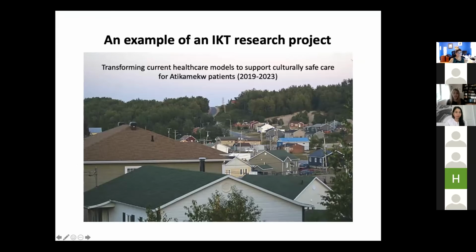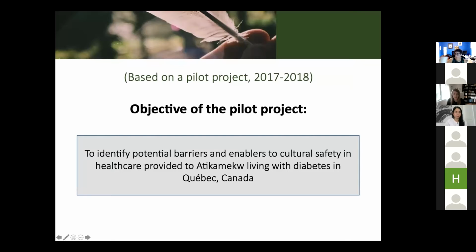So now I'm going to present an example of a NICAD research project of my own. So this project is focused on culturally safe care of Atikamekw patients. And this is a photo of Manawan, which is one of the Atikamekw communities in Quebec. So before explaining the project, I have to describe where this project comes from, because it really makes sense with the NICAD approach, where knowledge users are involved from the start and are integrated in the team from the start.